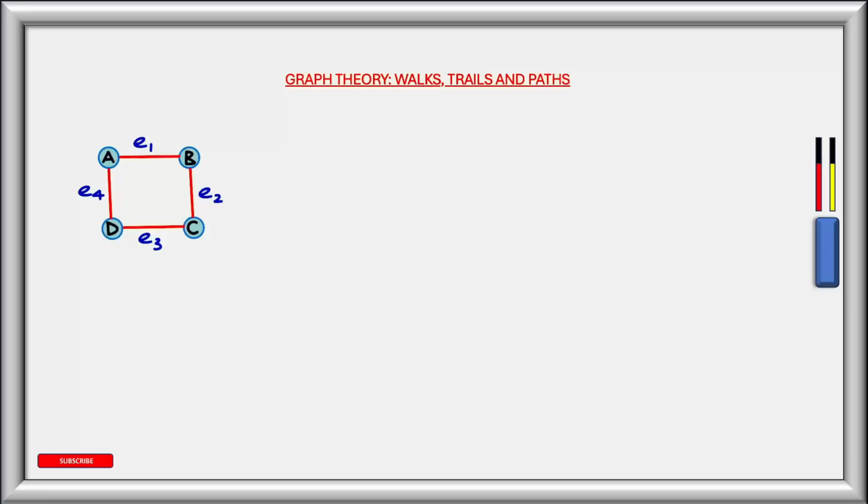On this graph, in the shape of a square, a path would be from vertex A to vertex B via edge E1, from vertex B to vertex C by edge E2, and then from vertex C to vertex D by edge E3. So in this case, every vertex is new and every edge is new. If I were to go from vertex D to A using edge E4, I would be revisiting vertex A. And at that moment, it ceases being a path.